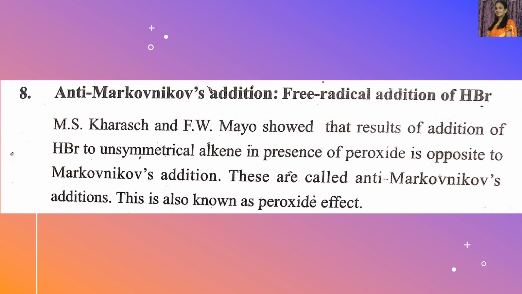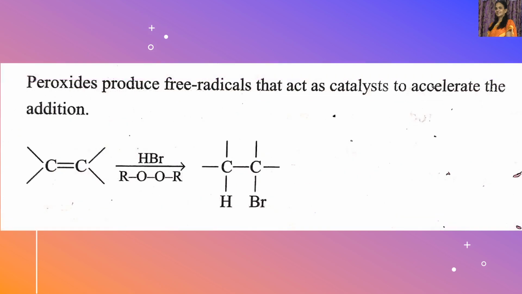So in anti-Markovnikov addition, what happens? Let us see with an example. Peroxides produce free radicals and they act as catalysts to accelerate the addition reaction. So in this reaction, in the presence of a peroxide, if a reagent like HBr is added to an unsymmetrical alkene, what happens, that we will discuss here. Peroxides produce free radicals, and they act as catalysts to accelerate the addition reaction.